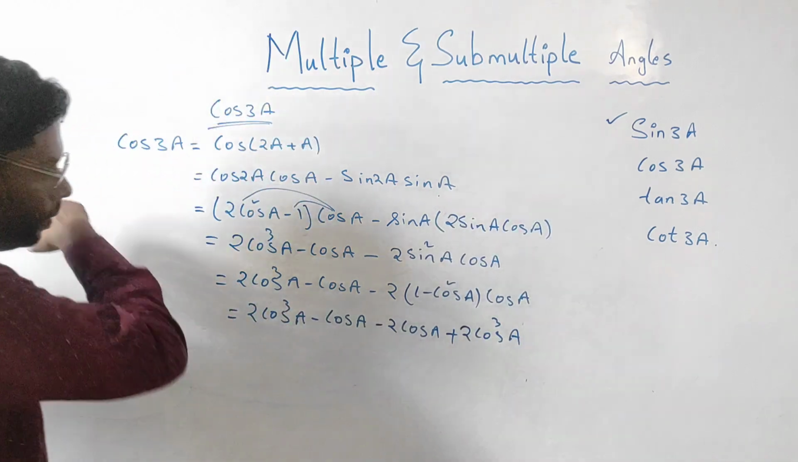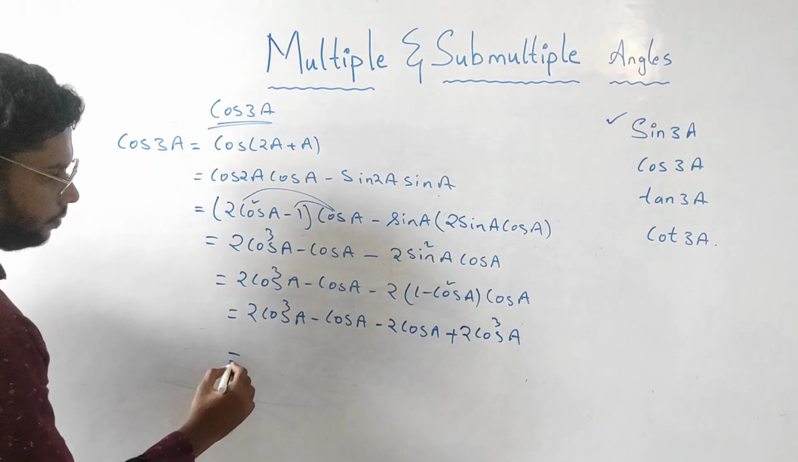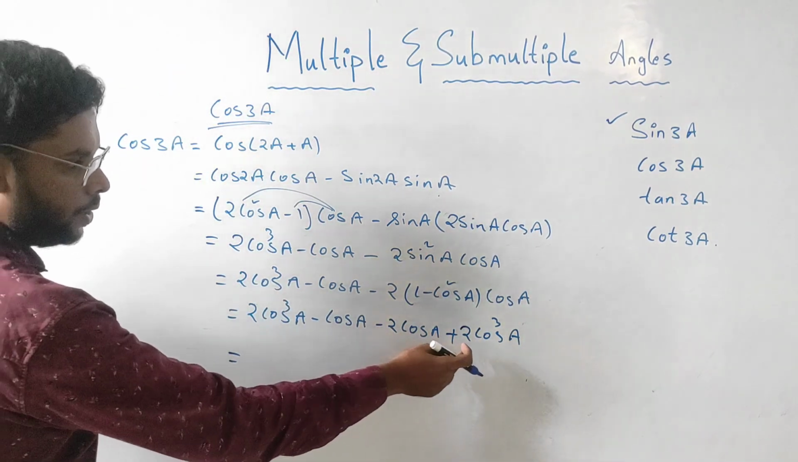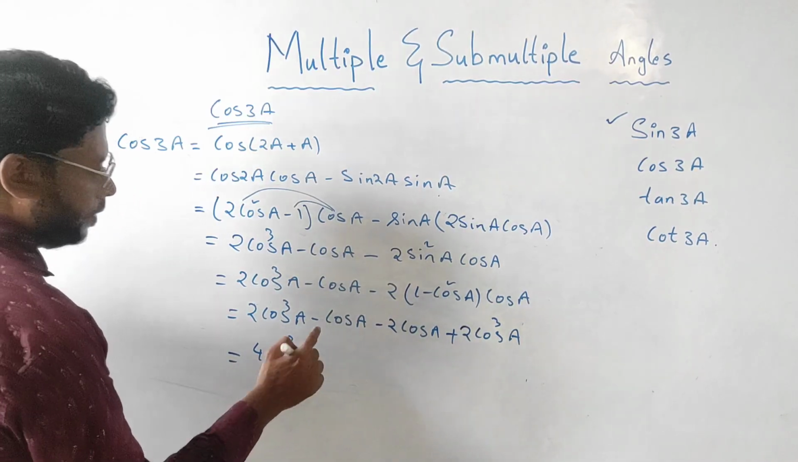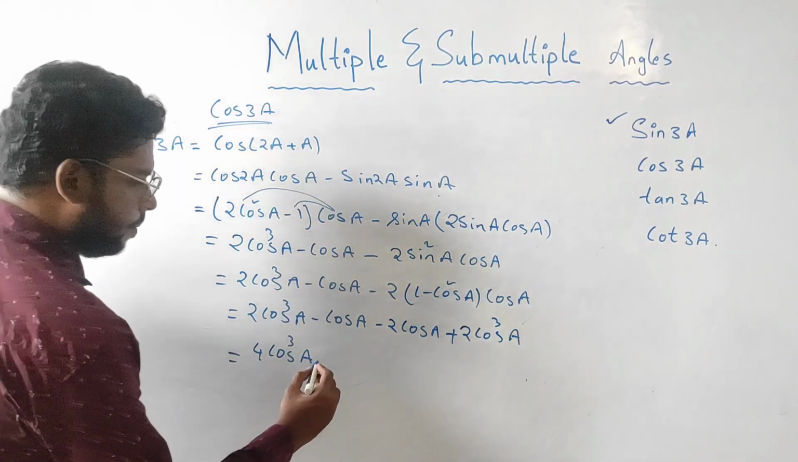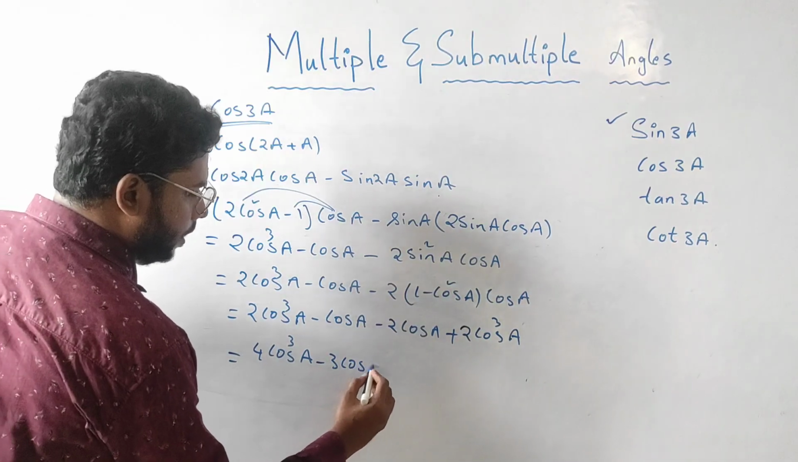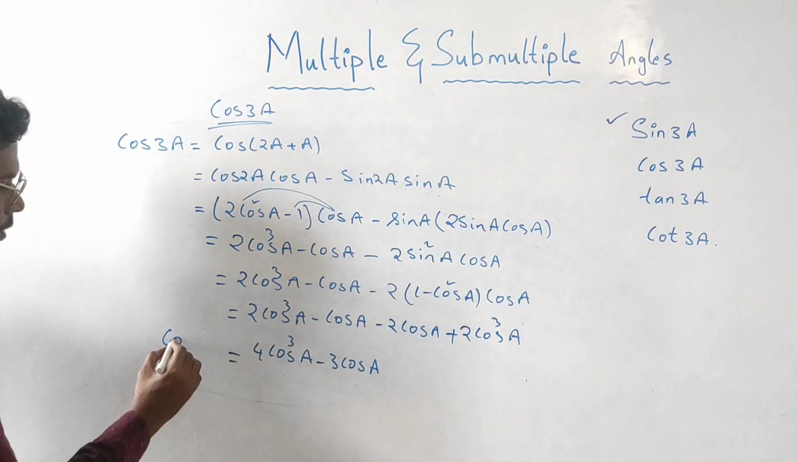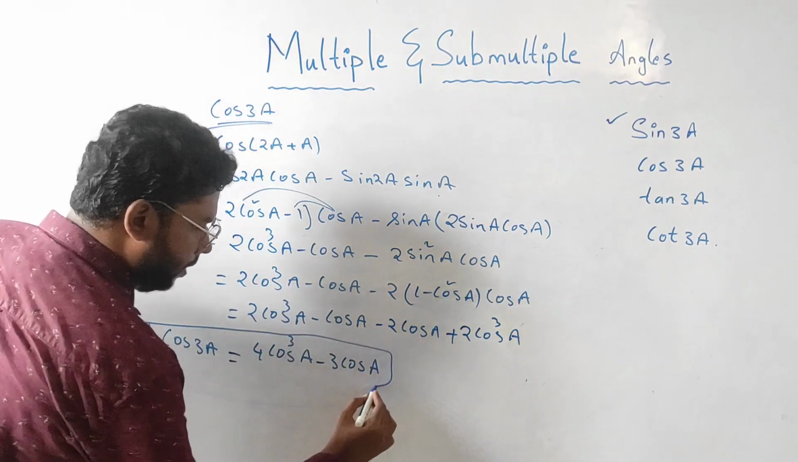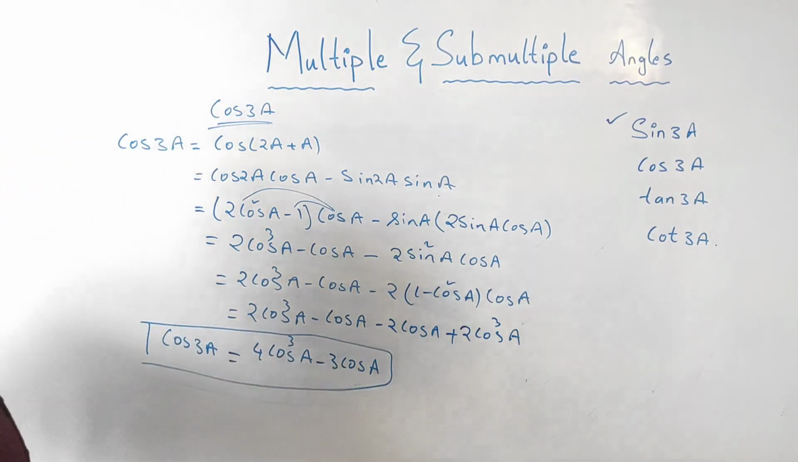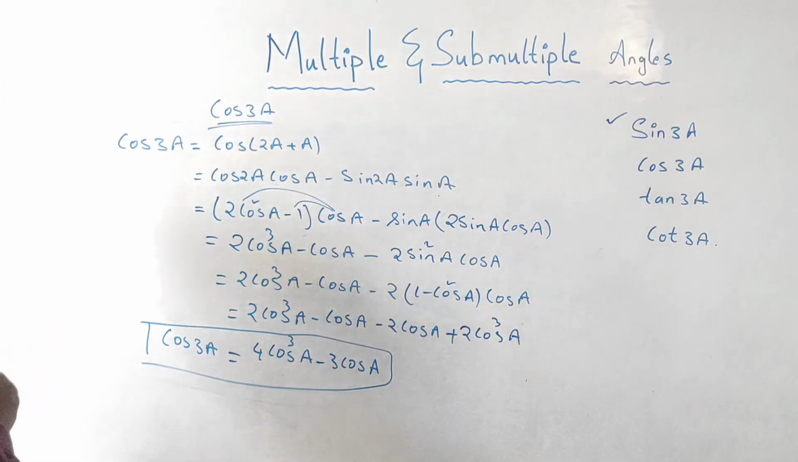Now what did we get? 2 cos cube A plus 2 cos cube A gives 4 cos cube A. Then cos A minus 2 cos A gives minus 3 cos A. So this is the formula of cos 3A. Cos 3A is nothing but 4 cos cube A minus 3 cos A. This is about cos 3A.